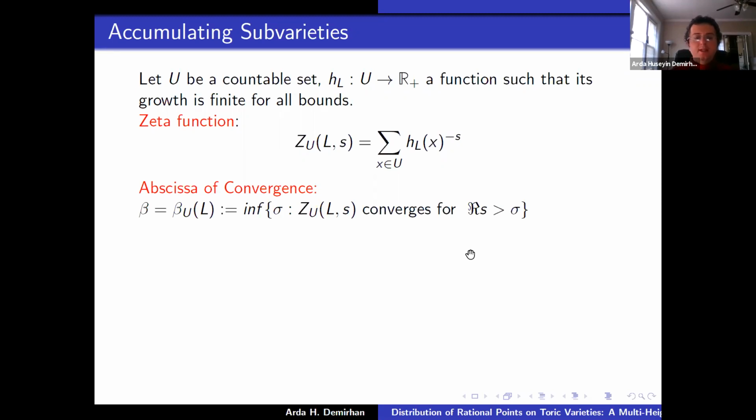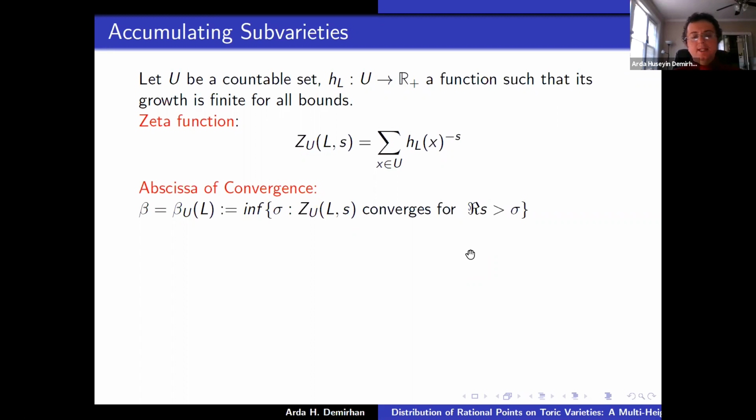Like, yeah, we can define the abscissa of convergence, which is a very important tool, as beta. It depends on U and L, beta UL, as the infimum of all real numbers sigma so that this series Z(U, L, s) converges when the real part of s is bigger than sigma. And one thing is, this number exists. I mean, it can be infinity, of course.